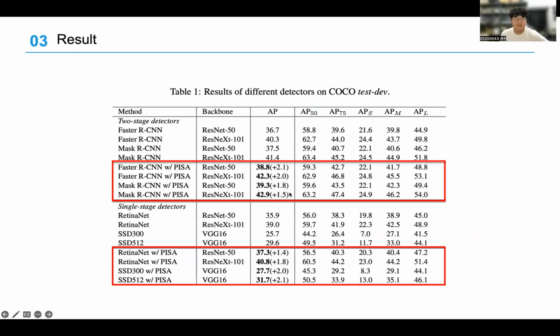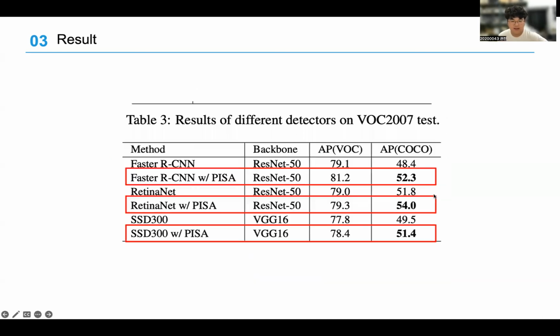So I will introduce the results. These are the results of different detectors on the COCO data set in this paper. We can see in the red box is the result with PISA. PISA means Prime Sample Attention in object detection. So you can see the performance is greatly improved this way. And on the VOC 2007 data set, with PISA, it is also very much improved.